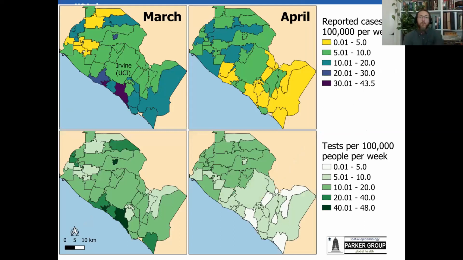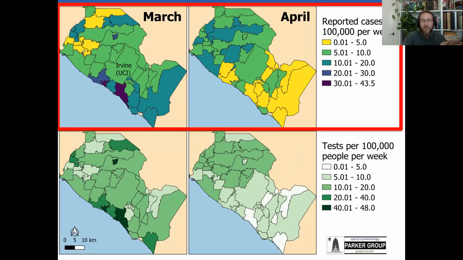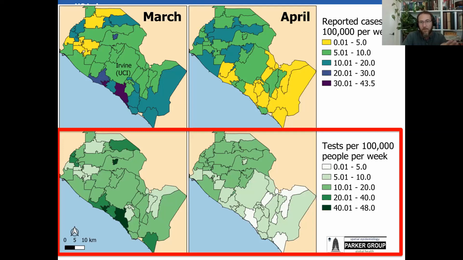So what would be leading to this? Well, another important thing to consider with all of this, of course, is testing intensity. So that's what I'm showing here. On the top part of this 4-panel map, these are the same 2 maps that I showed previously. So that's the reported case intensity. But on the bottom, where you can see the red box around it now, I'm showing the testing intensity. So this is the number of tests per 100,000 people per week. The darker green colors are places where there's higher testing intensity, lighter colors where there's lower testing intensity.